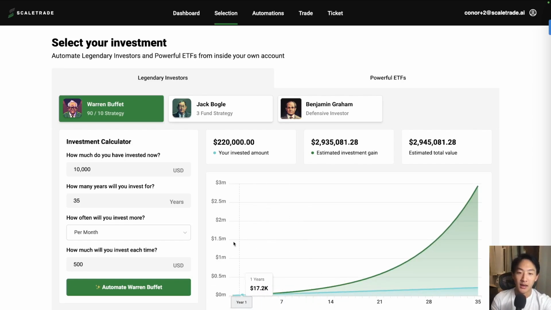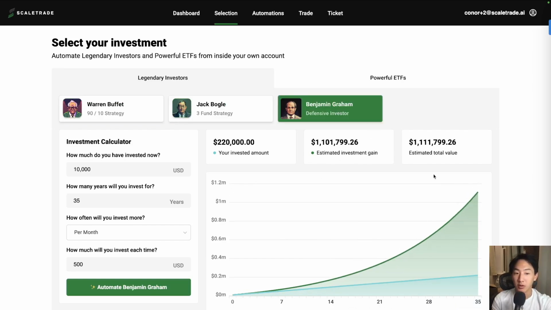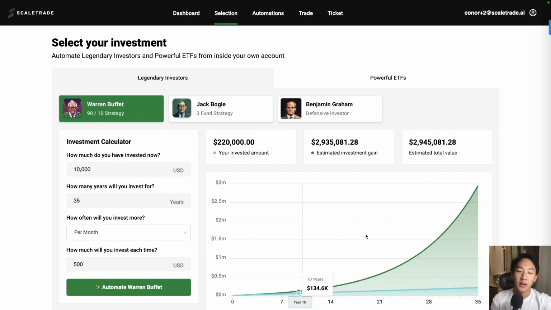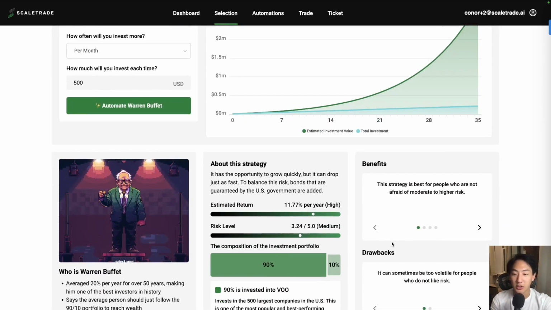Over time, I can see if I were to invest in the Warren Buffett 90-10 strategy every month, it would grow to nearly $3 million by the end of this 35 years. With Jack Bogle, it'd be a different number. With Benjamin Graham, it'd be a different number because these are all different strategies. But let's say I'm liking how this curve is looking. I like this chart. I'm going to read more about the Warren Buffett strategy.